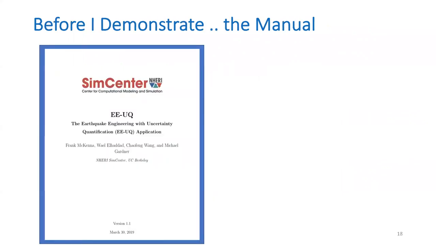And now, before I demonstrate, let me quickly talk about the manual. The manual has basic installation instructions. To run EEQ, it's not as simple as just downloading EEQ and running. You have to install certain applications on your machine to get it to work. If you just want to run it remotely, you just need to install Python. If you want to run it locally, you also have to install OpenSees and Dakota.